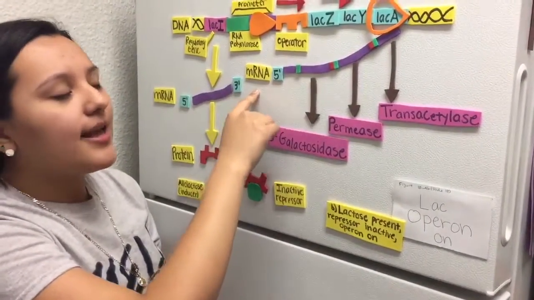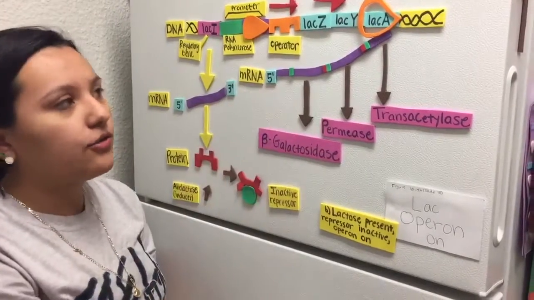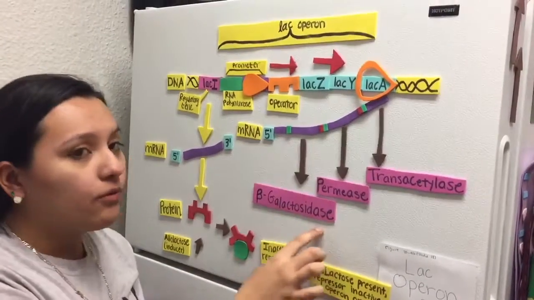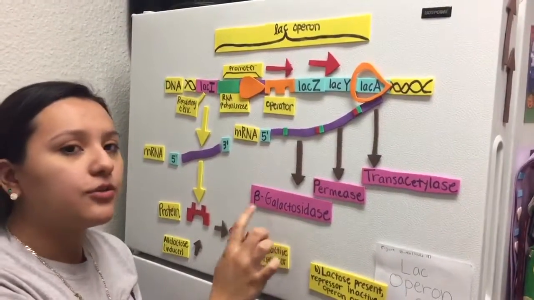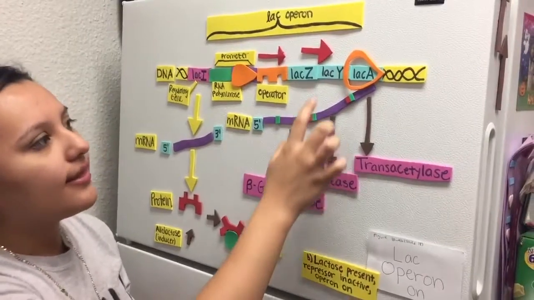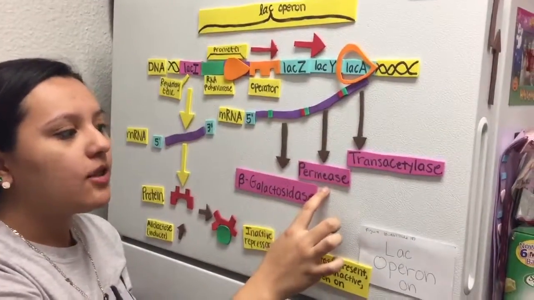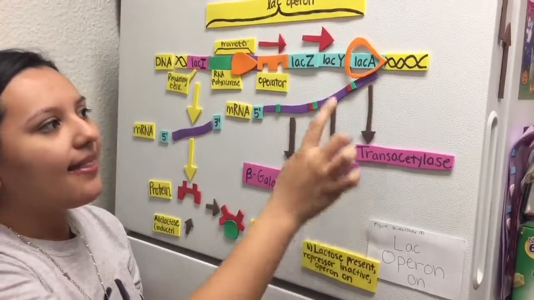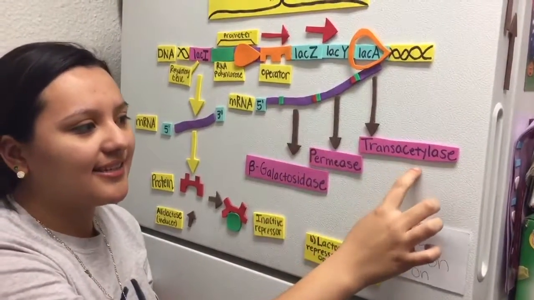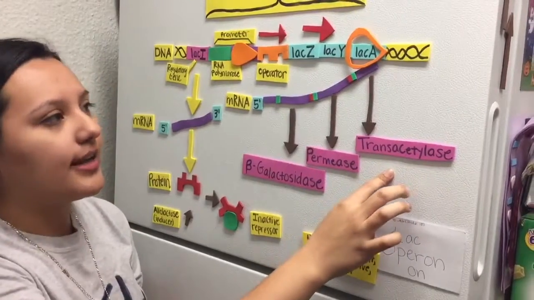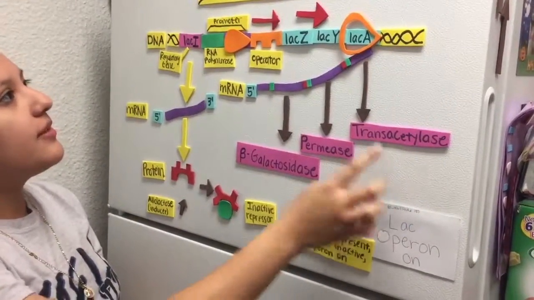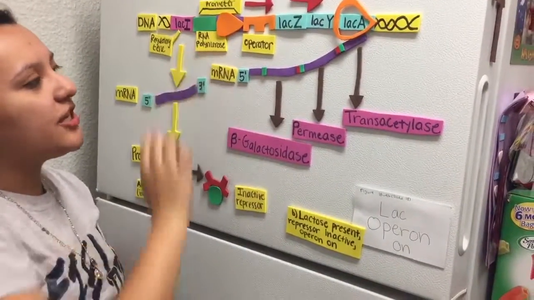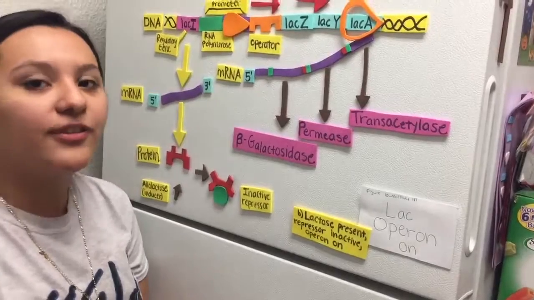The enzymes for lactose utilization are then induced. LacZ codes for beta-galactosidase, which hydrolyzes lactose to glucose and galactose. LacY codes for permease, which is a membrane protein that transports lactose into the cell. LacA codes for transacetylase, whose function is unclear. Adjacent to the lac operon, we have lacI, which is the gene for the lac repressor.